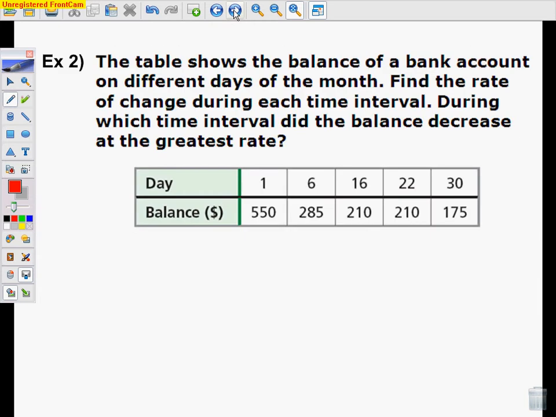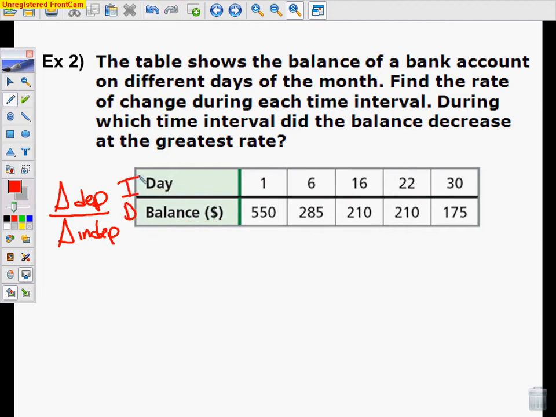All right, example 2. The table shows the balance of a bank account on different days of the month. Find the rate of change during each time interval. Then it says, during which time interval did the balance decrease at the greatest rate? Now, once again, we know that rate of change is the change in the dependent over the change in the independent. All right, so our dependent variable is our balance. And that's going to depend on the day it is. So that's our independent variable.